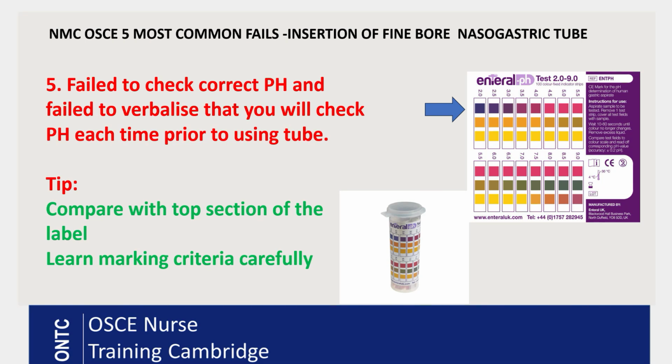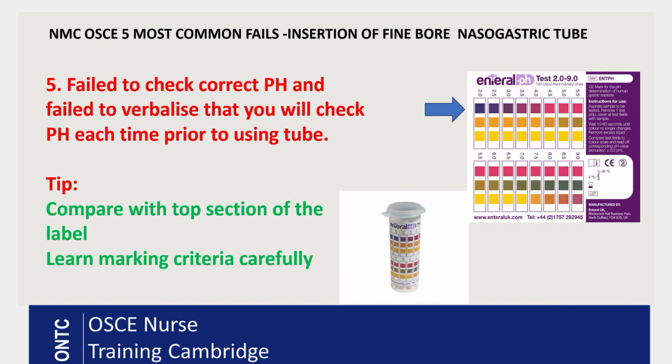So that's important. We're going on to the final one, which is number 5, which is fail to check correct pH and fail to verbalize that you will check pH each time prior to using the tube. There are 2 points here because they're both in your marking criteria. The first one is they give you aspirate. You're not going to get aspirate from the mannequin because it's not a real person. So they give you aspirate in a galley pot or in a syringe to put onto your pH strip and check the pH of the gastric content they have given you. Now you do need to do it correctly.